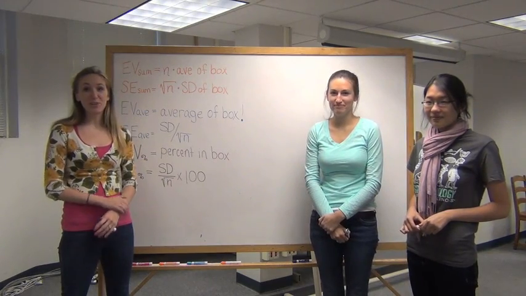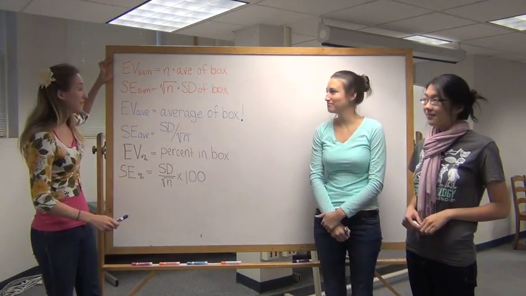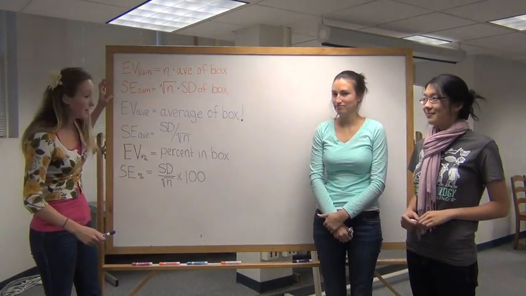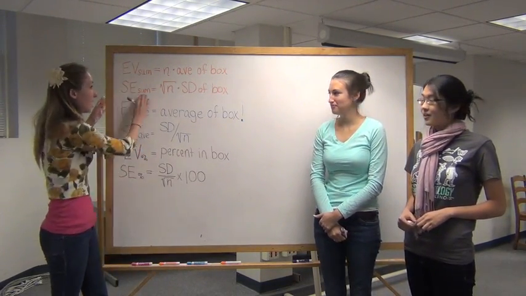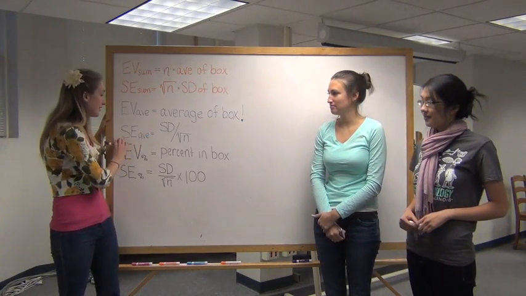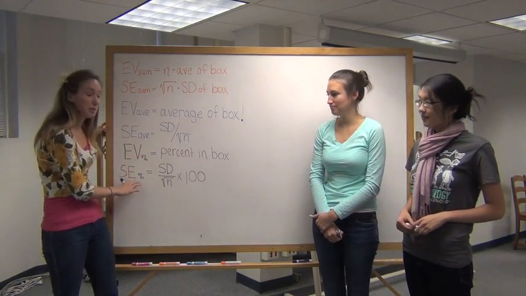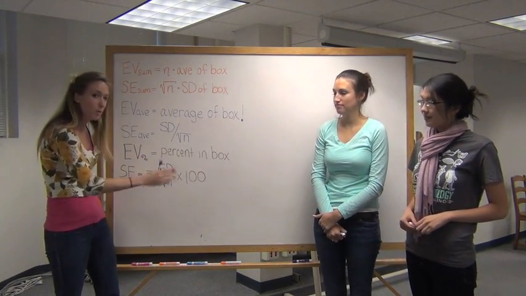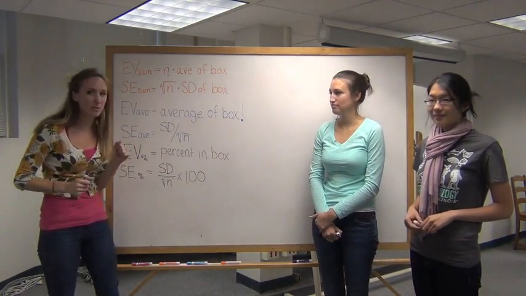The main focus for Exam 2 material is going to be around two major formulas, the expected value and the standard error. And there are three different types of expected value or standard error. We have the sum, which we've become familiar with in previous lecture, the expected value and standard error of the average of a box, and the expected value and standard error of the percentage of a box. So, what exactly are these last two main ideas that we are unfamiliar with?